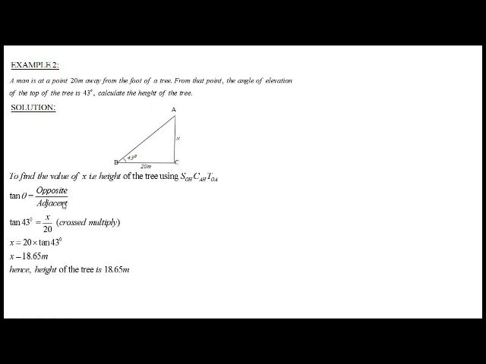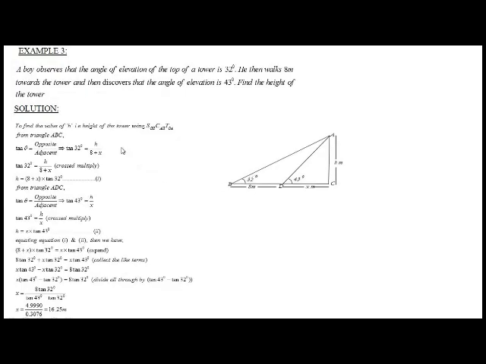Now, tan theta equals opposite over adjacent. And what is the theta? That is 43 degrees, equal to the opposite, which is x, over the adjacent, which is 20. Now, if you cross multiply, that simply means the height, which is x, equals 20 multiplied by tan 43 degrees. And x is going to now be equal to 18.65 meters. So hence, the height of the tree is now what? 18.65 meters. So now, let's look at the third example that we have here.